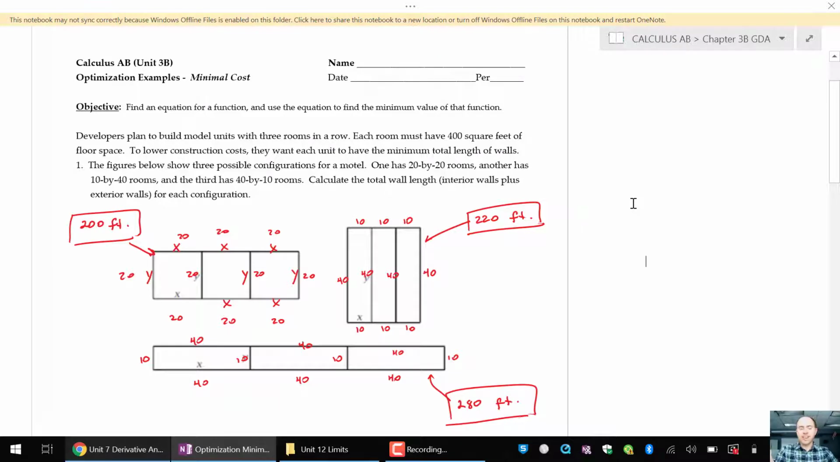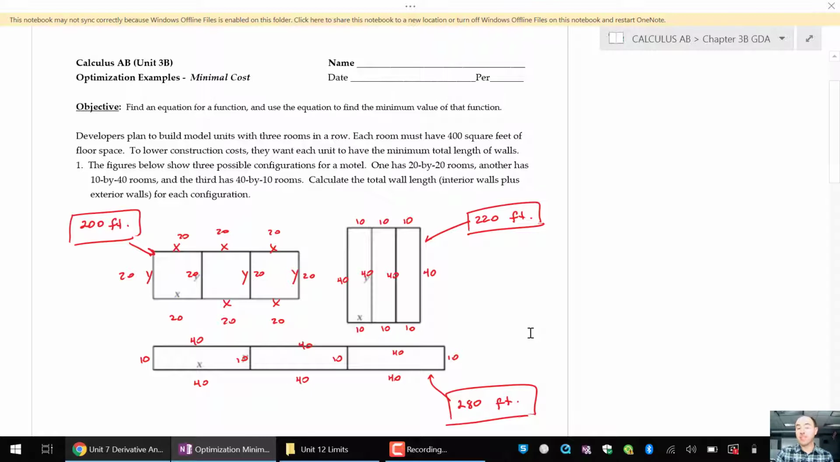And so here are just 3 examples of some possible motel constructions. So we have, looks like, a 20 by 20. What if x was 20? What if y was 20? I have horizontal walls and I have vertical walls. Or what if we went with 40 by 10s or 10 by 40s? In the red boxes, you see the total number of feet in linear wall length. And again, the idea here is to keep costs down. We want to minimize the total length of all the walls in this construction project.